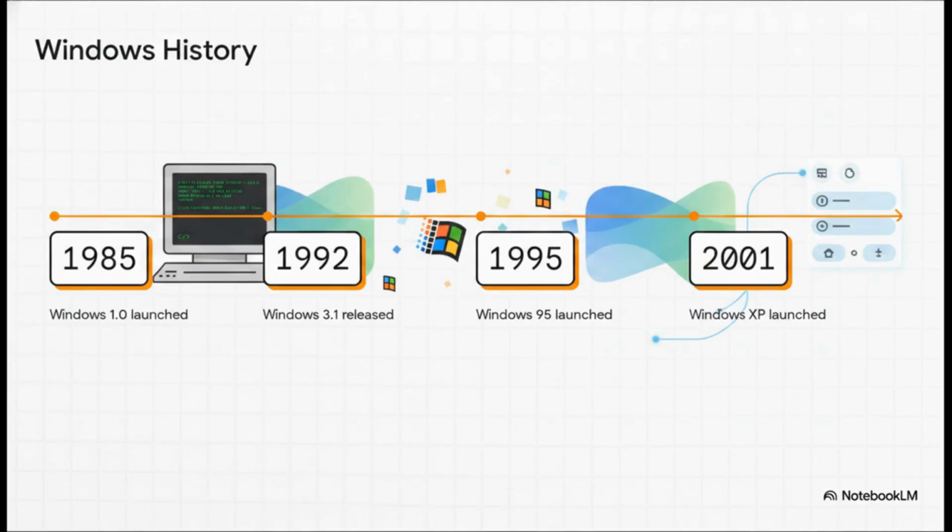But Windows wasn't always this slick. Believe it or not, before Windows, you had to type out these complex text commands just to get the computer to do anything. Microsoft dropped the very first visual version, Windows 1.0, way back in 1985. And from there, it evolved through the classics like 3.1, 95, and XP, constantly adapting to our needs to become the modern Windows 11 we use today.